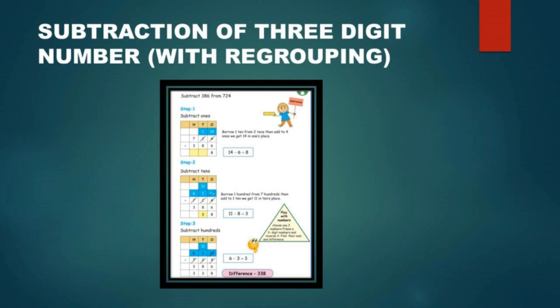Yes, in step 2, we are going to subtract tens. 1 minus 8. Can we subtract this one? No. So, we are going to hundred place. The 7 becomes 6 and in tens place 1 becomes 11. 11 minus 8 is 3. Yes. Next step we are going to 100 place. In 100 place we are having 6 and 3. 6 minus 3 is 3. So the difference is 338.